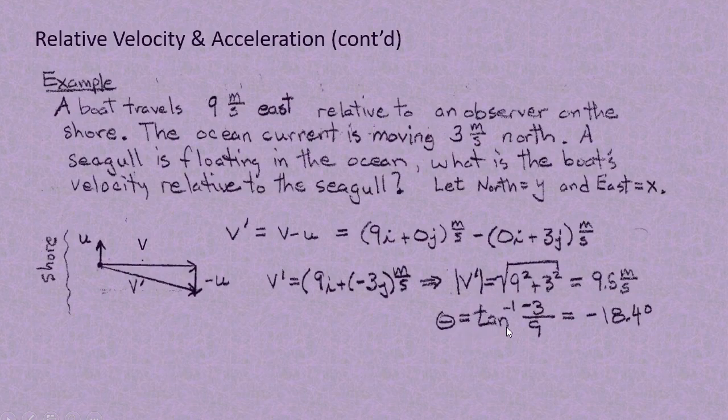Also, the direction the boat is moving is different. The seagull sees the boat moving at a directional angle of negative 18.4 degrees. That would be 18.4 degrees below due east. In other words, it's moving a little bit southeast, whereas for the observer on the shore, the boat was moving due east. So this is how we handle and analyze problems of relative motion, where you have two frames of reference, one stationary and one moving.